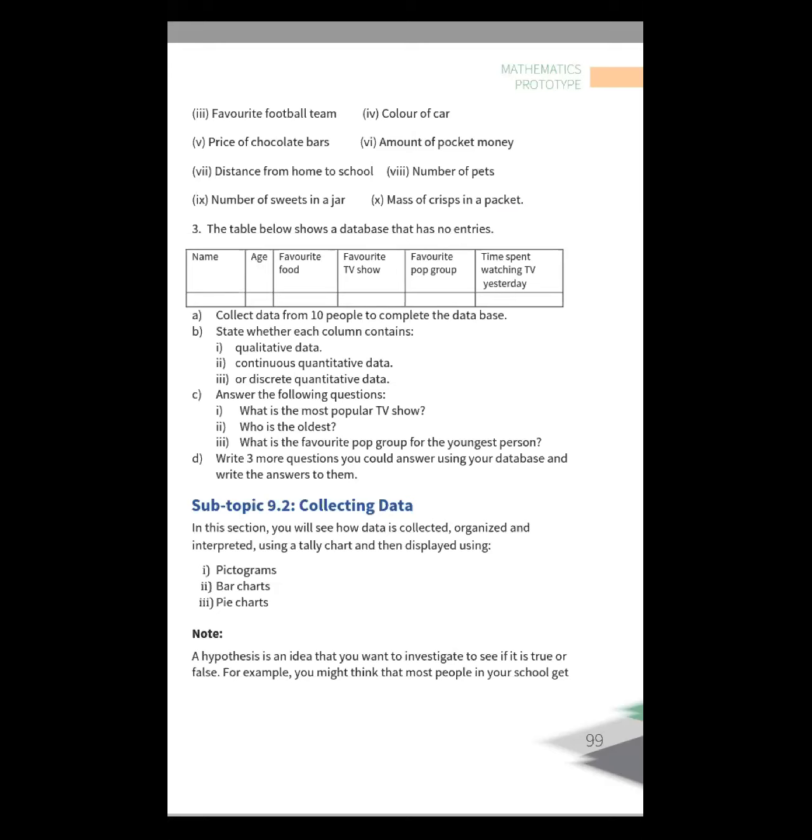And part D, write 3 more questions you could answer using your database and answer them. I wasn't really sure what to do. The way I interpreted it was I was adding more questions to that table. So the things I included were favorite celebrity, favorite novel, and favorite restaurant.